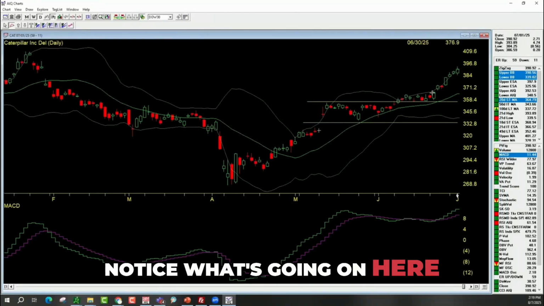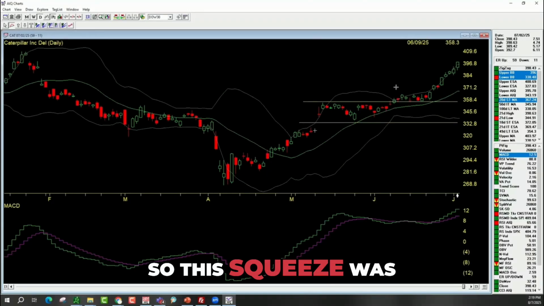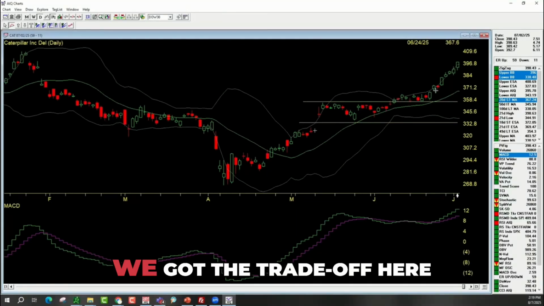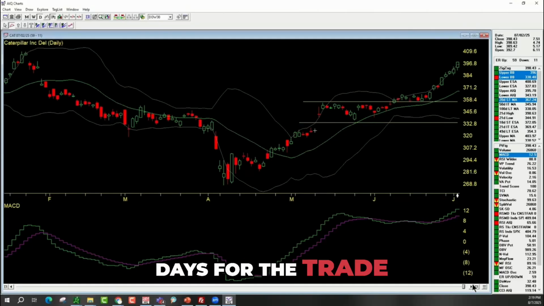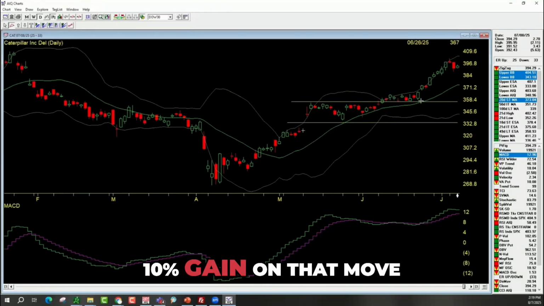Notice what's going on here. The band is right behind the price action. So this was a good squeeze, and we got the trade off here. It took a few days for the trade to get going, and now it's following that band up. We could have exited up here for a pretty nice gain, in the region of about the 350, 360 to the 390 level. That's a pretty good 10% gain on that move.